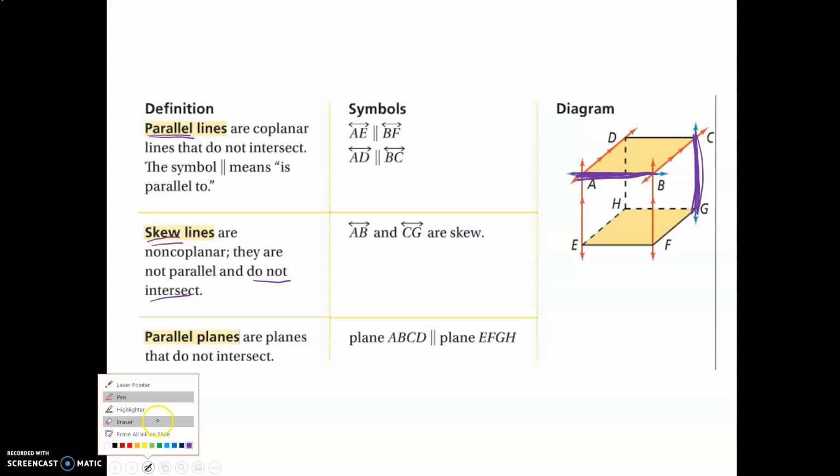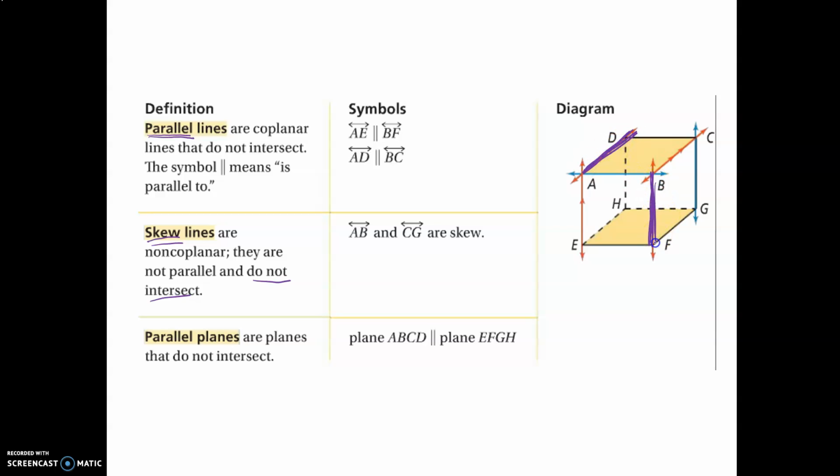So another example of skew might be, let me try another one. Let's say BF and AD. Right, so BF and AD, no matter, they're going to keep going and going and going, but they're never going to intersect. But they are on two separate planes. This one's on that top plane, this one's on that front plane. Okay, so those would be considered skew as well.